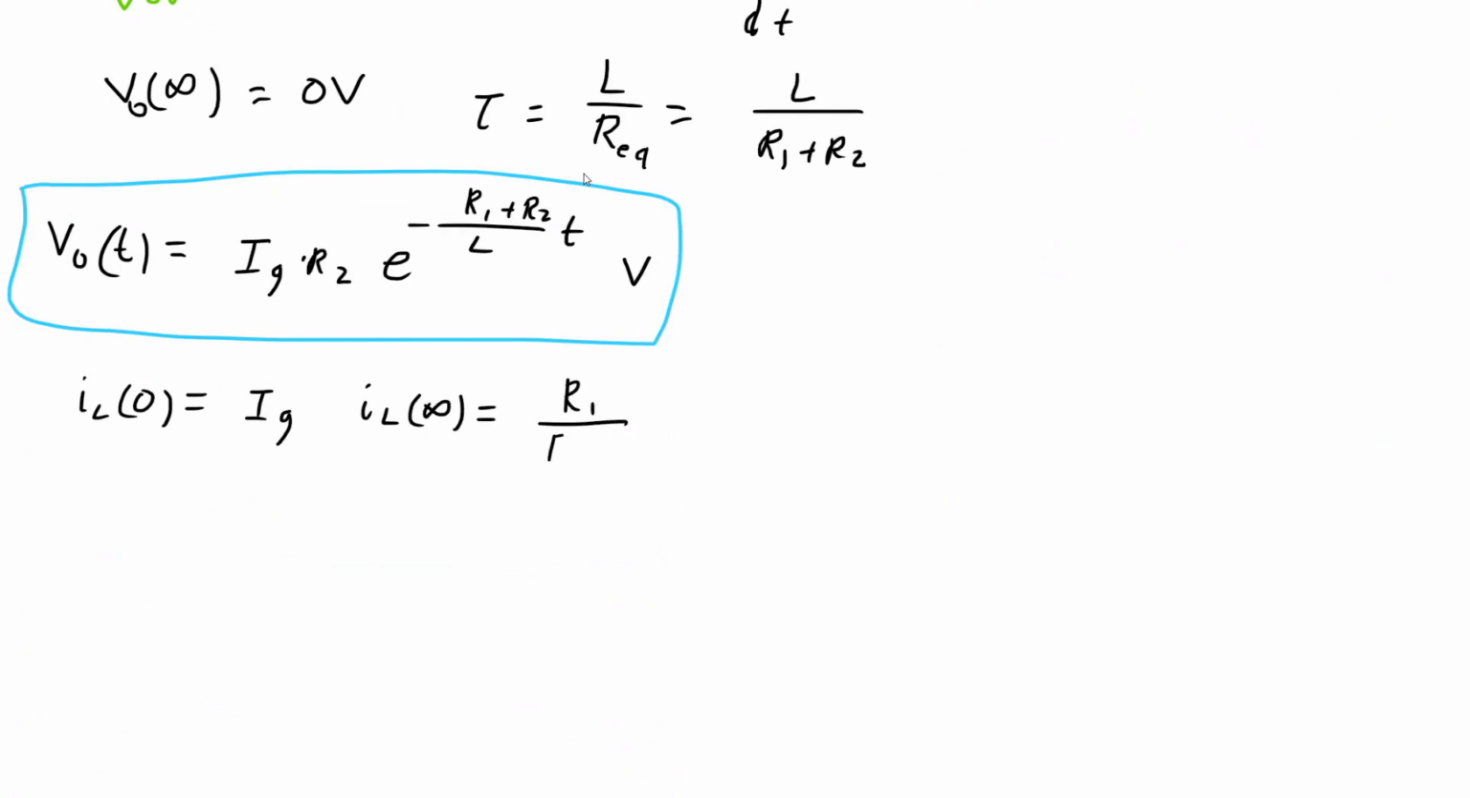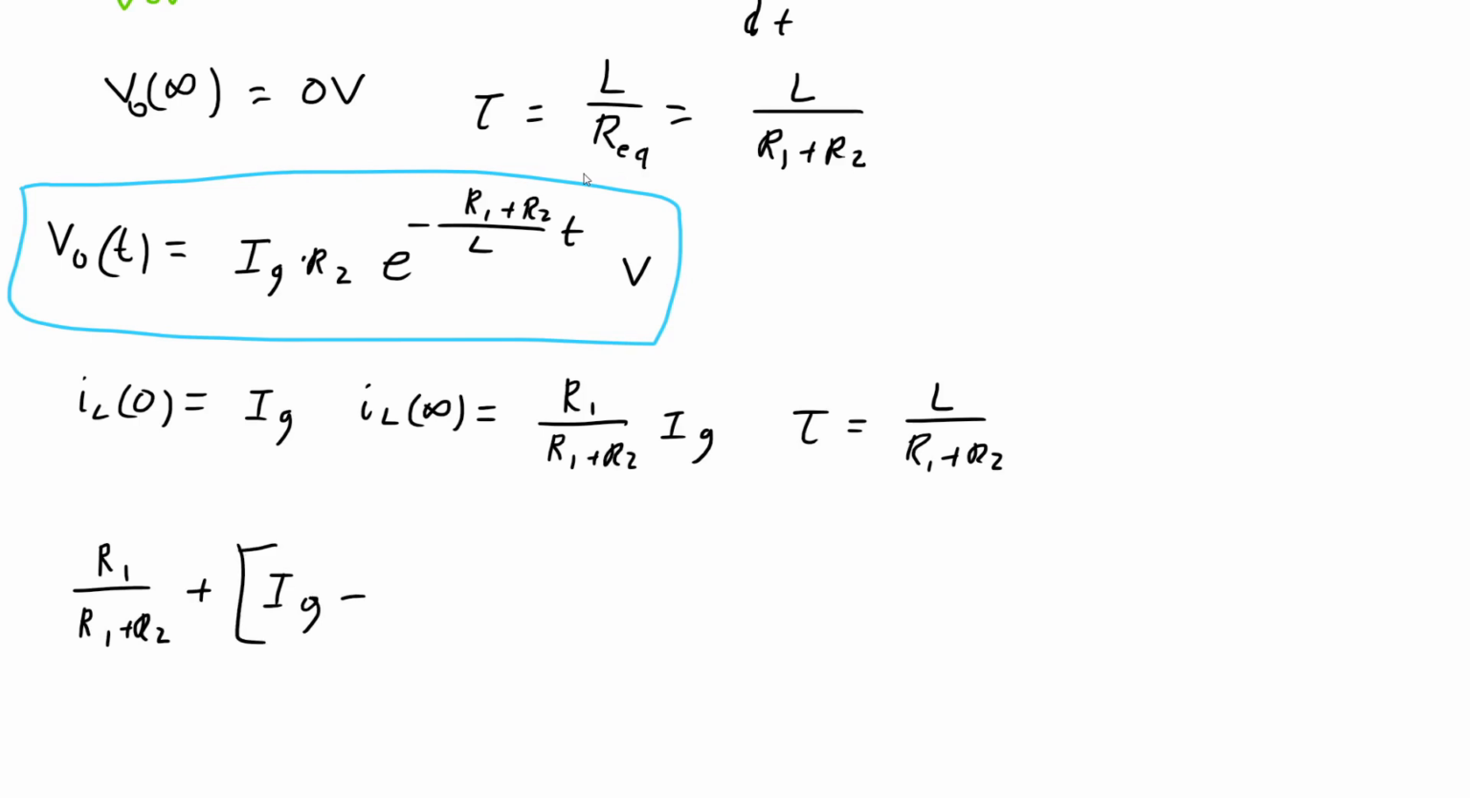So R1 over R1 plus R2 IG. Now if we use the same time constant we just came up with, L over R1 plus R2, we're going to go ahead and plug in our values. So R1 plus R2 plus IG minus R1 plus R2.